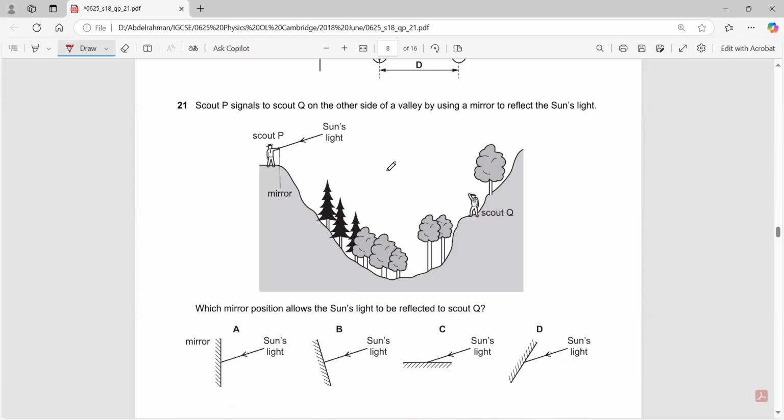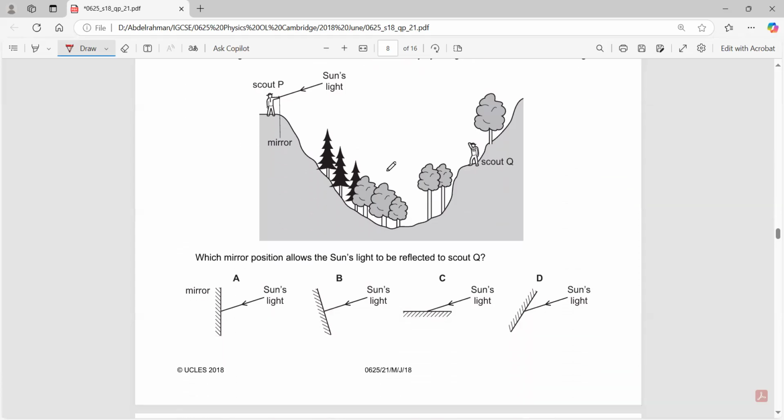Scout P and Scout Q. Which mirror position allows the sunlight to be reflected to Scout Q? The sunlight is hitting Scout P at this angle. You need the ray to go back to Q. A lot of you would say D, but actually D is wrong.